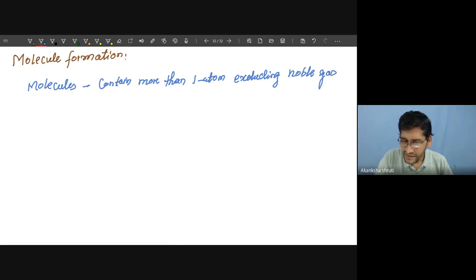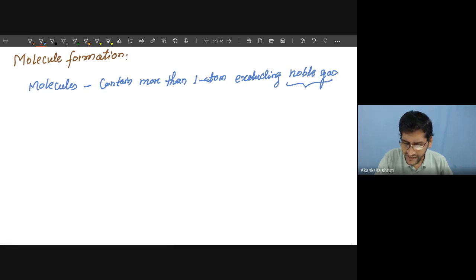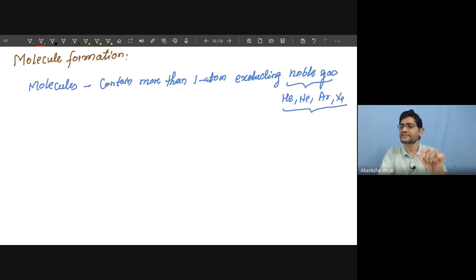Okay, what are these noble gases? Helium, neon, argon. These three at least you must keep in mind. The others are krypton and radon. Students, these exist as single atoms. They do not combine, so they exist as single atoms. A single atom molecule is called a monoatomic molecule.